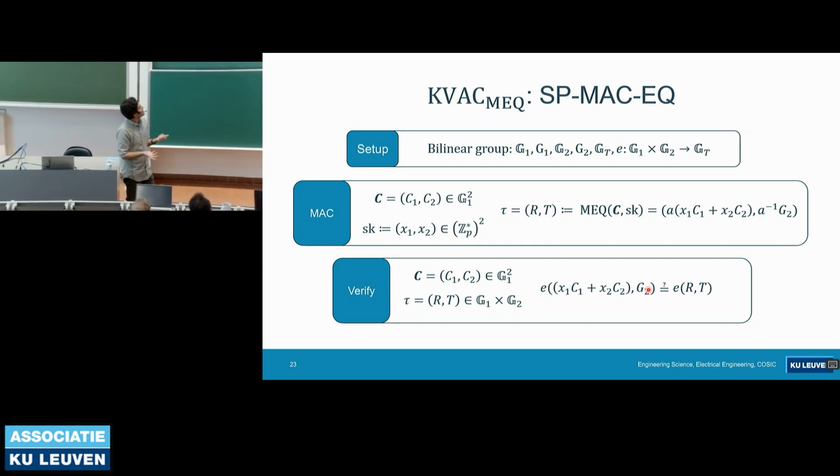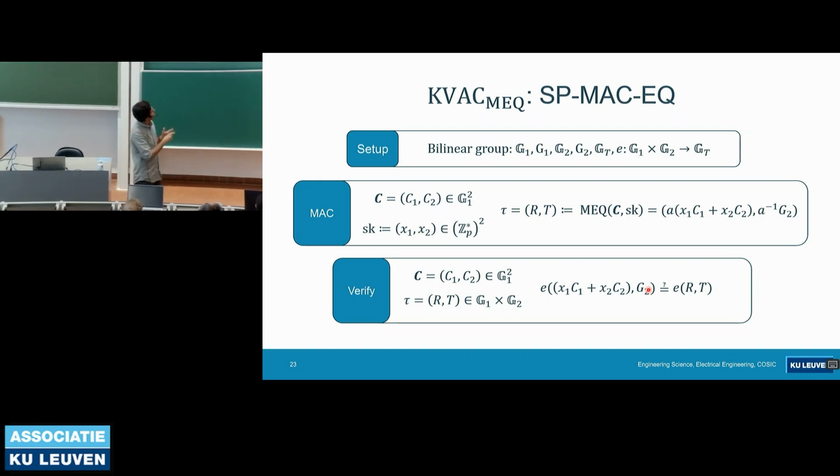And the MAC is something like this. If the message is C, which is C1, C2, has 2 elements, and both of the elements are in group 1, and the secret keys are field elements x1, x2 in Zp star, and p is the prime order of the generator for G1, and also G2 because it's symmetric. And the tag would be 2 group elements.